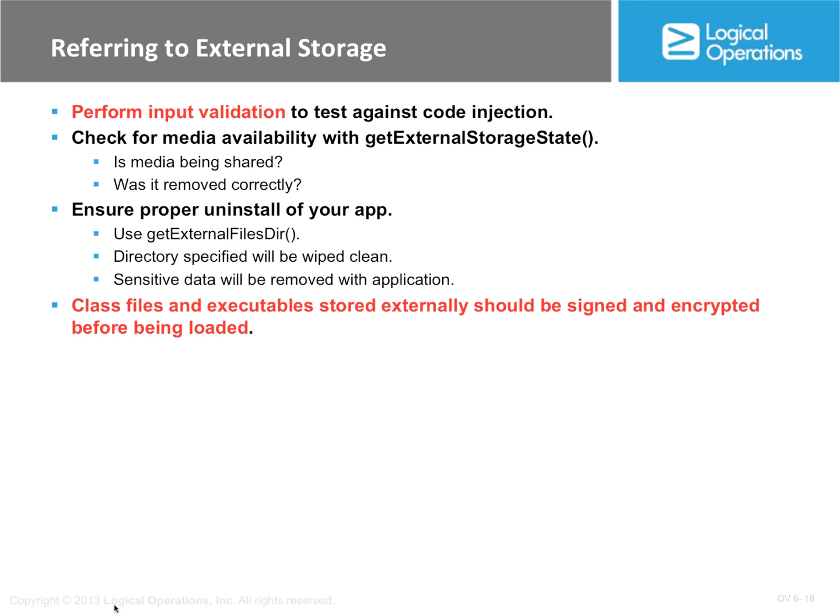So what you want to do is first check for the media availability, get external storage state. That is going to tell your app the state that the external storage is currently operating in, whether it's available, mounted, or unavailable. Was it removed correctly? That annoying pop-up that I get when it tells me that I made a boo-boo and pulled my card before dismounting it.